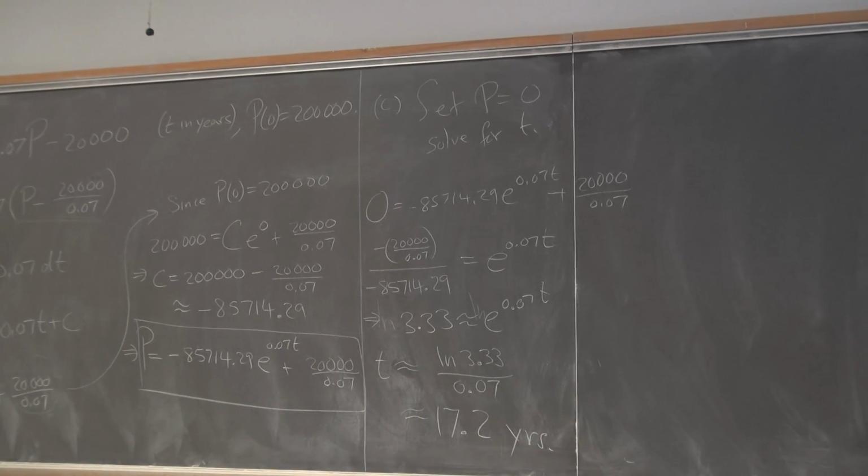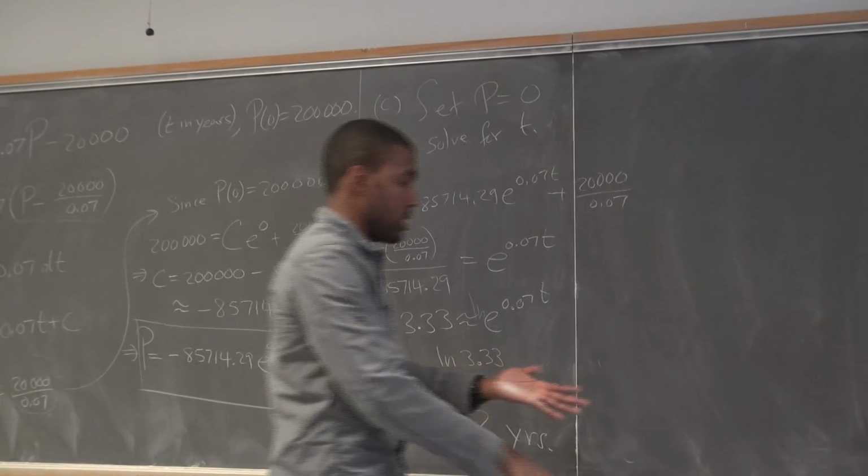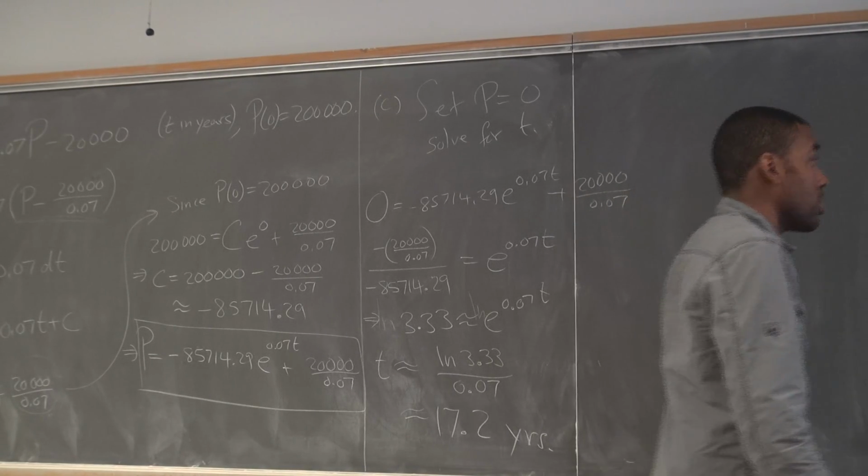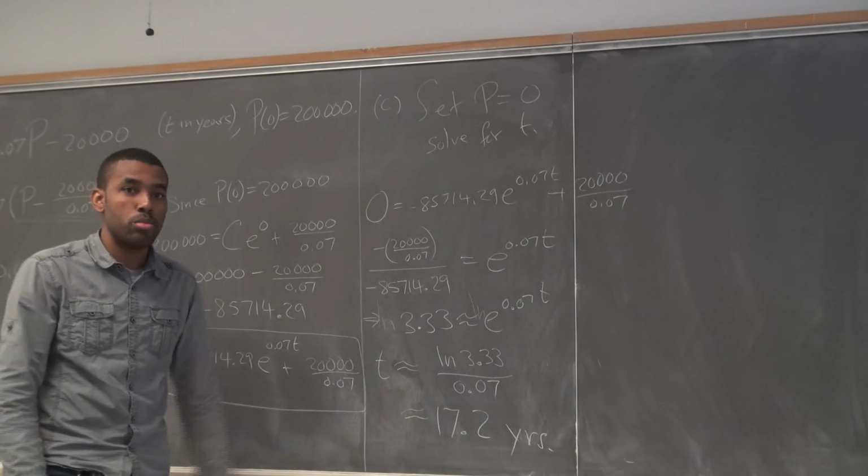So in this situation, she puts her money in a bank account gaining 7% interest compounding continuously, and she withdraws 20,000 if she originally starts with 200,000. She will actually run out of money in 17.2 years.